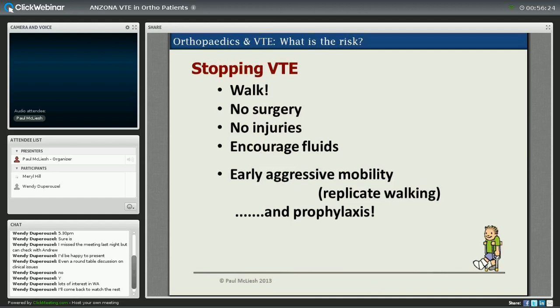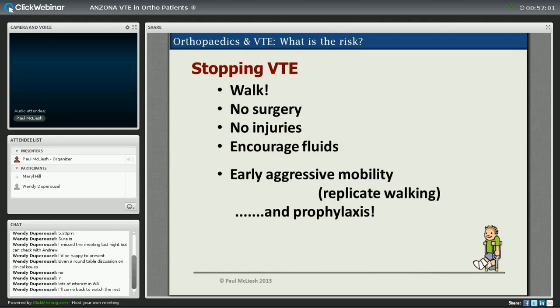So how can we stop VTE? Well, it's relatively easy. We could almost stop all of it if everyone didn't injure themselves and no one had surgery and everyone walked and exercised. But obviously we're not able to do that, so it's still going to be a problem. So the best things we can do are trying to encourage fluids, early aggressive mobility, so replicate the walking movement. That's the best thing for people. That gets the blood circulating around and hopefully prevents DVTs and PEs occurring.